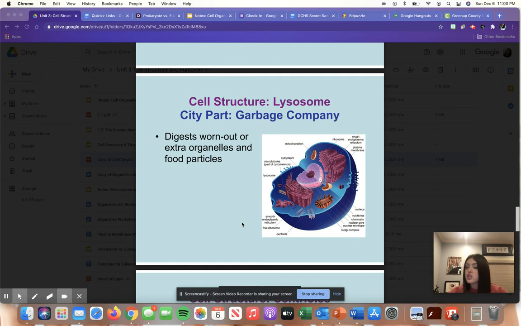So in relation to the city, that would be the garbage company, right? We set out our trash, the garbage company comes through and picks it up and gets rid of it. So that's the same as what a lysosome does within the cell.